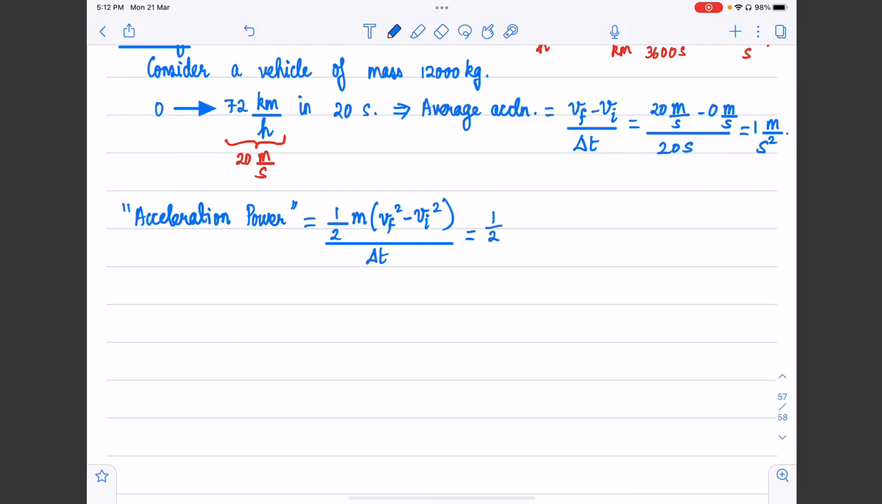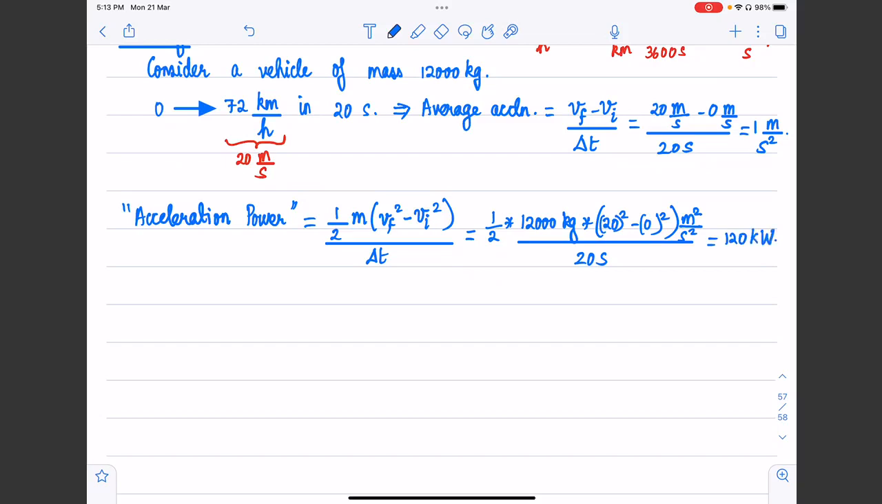So we just substitute all the values. 1 by 2 times mass, which is 12,000 kilograms, and then in meters per second, we have 20 squared minus 0 squared. So the corresponding unit will be meters squared per second squared, divided by delta t, which is 20 seconds. If we do the calculation, we will get around 120 kilowatts. So this is the rate at which I need to give energy to propel the vehicle from 0 to 72 kilometers per hour in, let's say, 20 seconds.